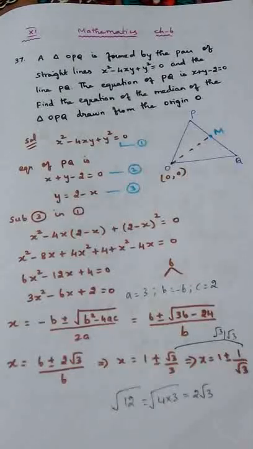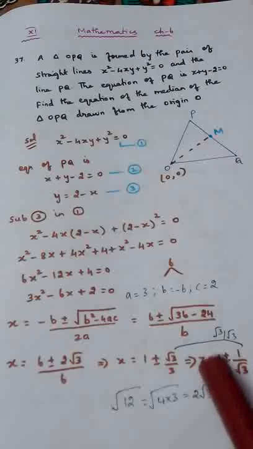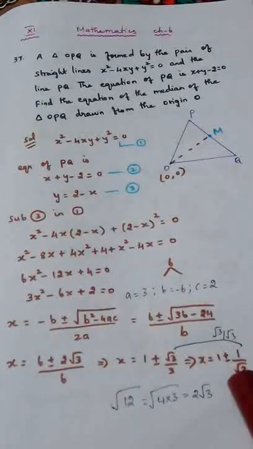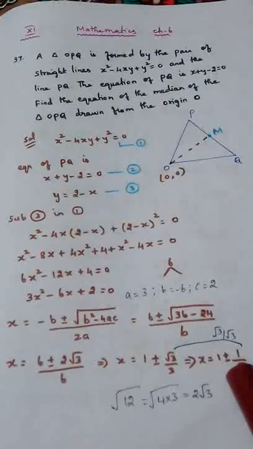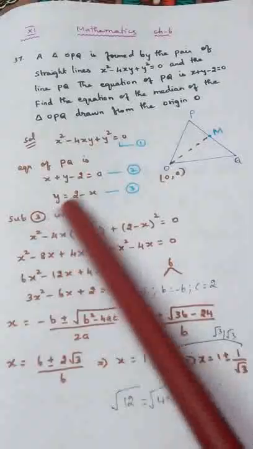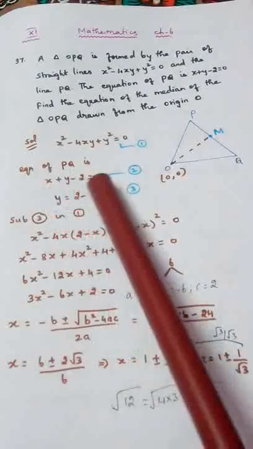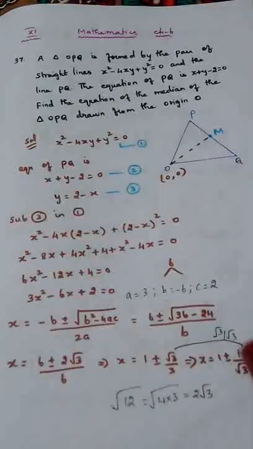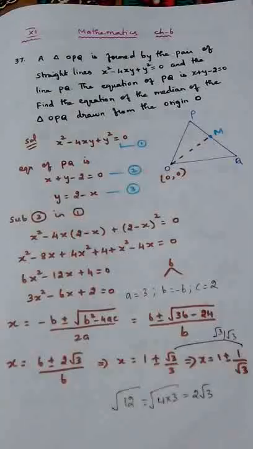So how many values that we are having for x? Two values. One is 1 plus 1 by root 3. Other one is 1 minus 1 by root 3. Two values are there for x. So what I have to do is, I need to find y value. Yes or no? So substitute these two values in third equation. Third equation is nothing but y equal to 2 minus x. Substitute x values in this equation. That is the next line.